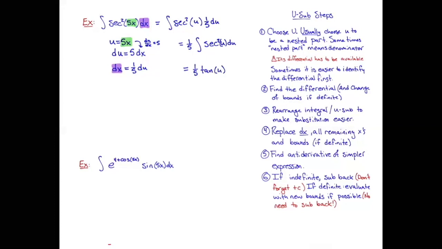So we did step 5, now it's step 6. And so if it's indefinite, we sub back. If it's definite, well, this one's not definite, so we don't have to worry about that yet. Don't forget about the plus c. And so sub back and u equals 5x.